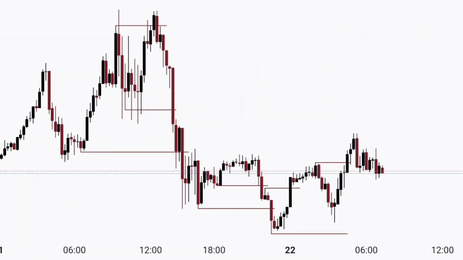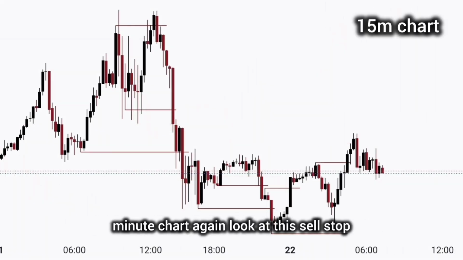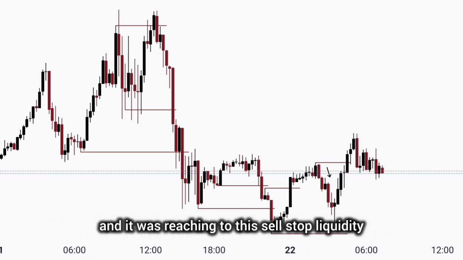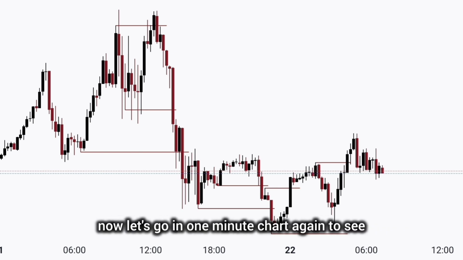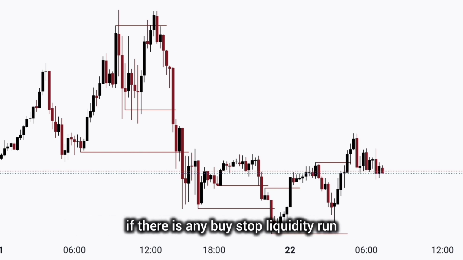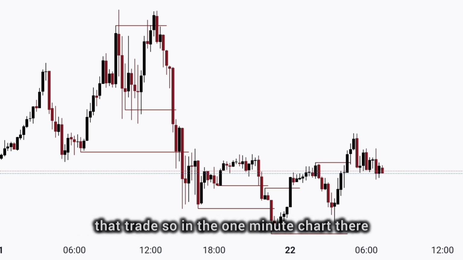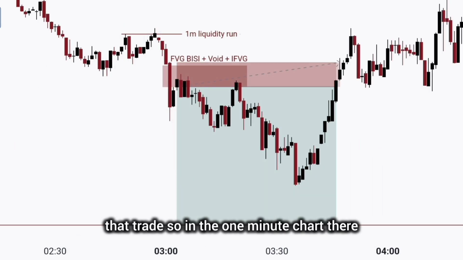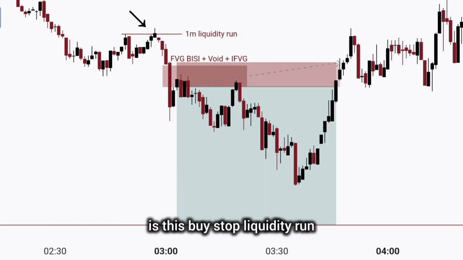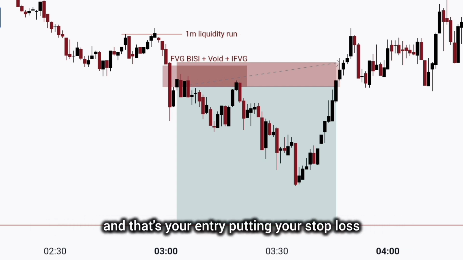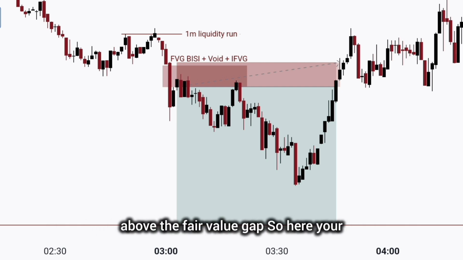Now back in the 15-minute chart again, look at this sell stop liquidity. Here price expanded down and it was reaching to this sell stop liquidity. Now let's go in the 1 minute chart again to see if there is any buy stop liquidity run and if there is any entry for that trade. So in the 1 minute chart, there is this buy stop liquidity run and there is this fair value gap. Price touches it and that's your entry, putting your stop loss above the fair value gap.